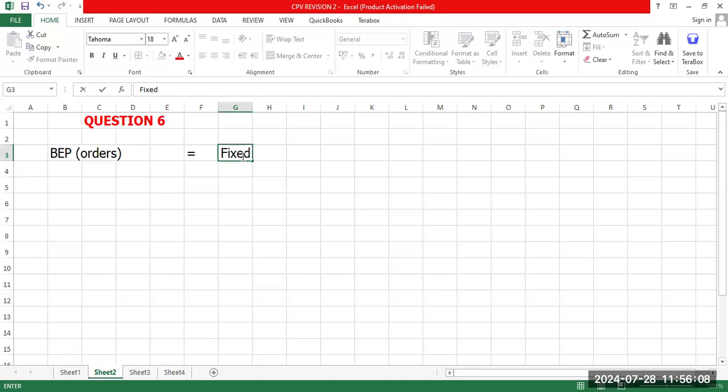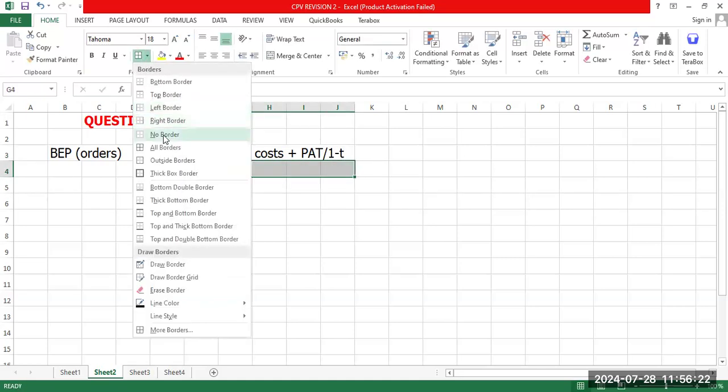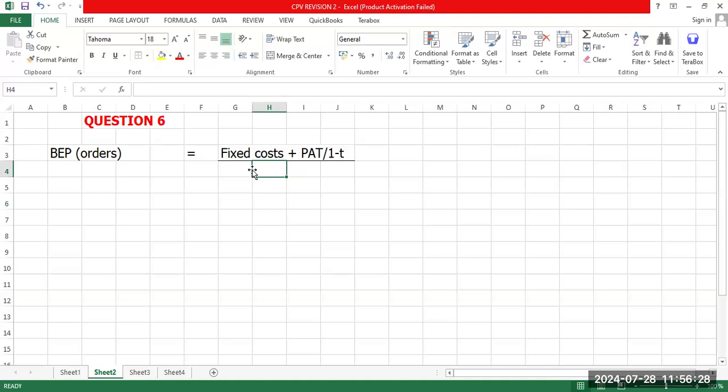So if we decide to get break-even point in orders, this is total fixed costs, then we add the part, that is profit after tax, divided by 1 minus T. Then everything we divide by the contribution per order.